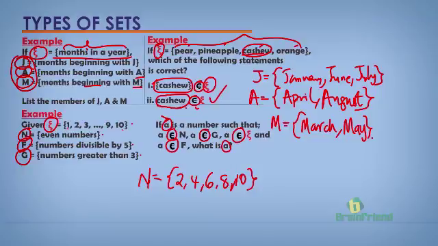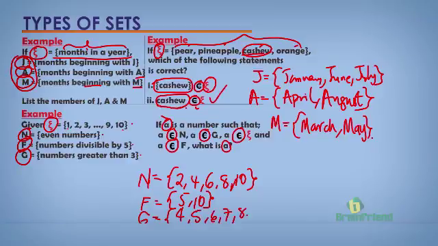F is the set of numbers divisible by 5. Of course, there are just two numbers within our universal set that are divisible by 5, and that's 5 itself and 10. Next we have G, which is the set of numbers greater than 3. So we have our numbers as 4, 5, 6, 7, 8, 9, and 10.